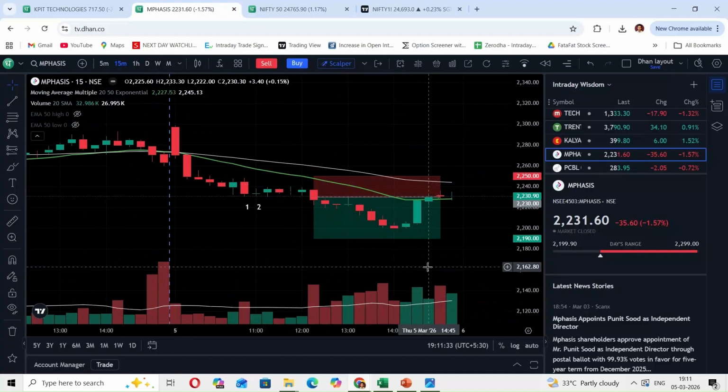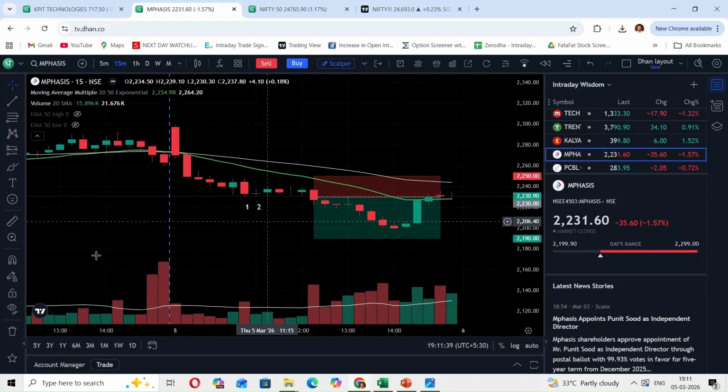And then this trade closed above. Sorry, this particular candle closed above the 20 MA. I shifted my SL to this particular candle's high. I closed this trade at break even.